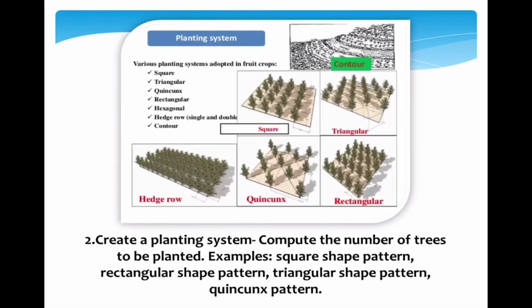And then, create a planting system. Compute the number of trees to be planted. So, as you see in the picture, there are various planting systems adapted in fruit crops. So, ito yung mga ginagamit ng may mga farms. So, first is the square method, triangular, the king-kangs, the rectangular, the hexagonal, the hedgerow, single and double, and the last one is the contour.